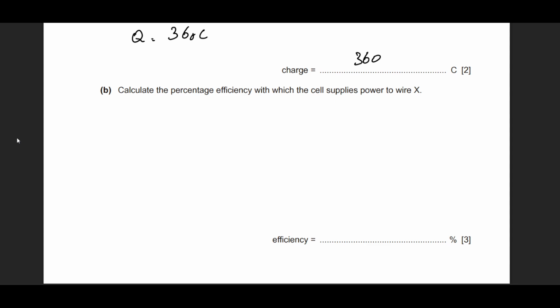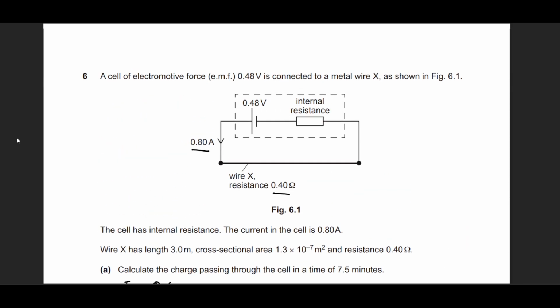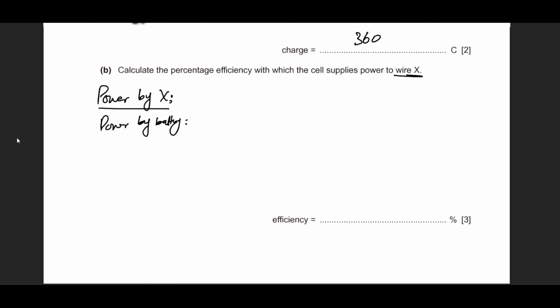Calculate the efficiency of the battery, what it provides to the wire X. So first we need to find out the power consumed by X, and then we need to find the power delivered by the battery to everyone. You see, the battery is also powering the internal resistance, it's also powering the external resistive wire. So when we find both of them, we just simply have to divide them to find the efficiency. What the battery could have done when there was no internal resistance, for example, and what the battery has actually done for the external resistor when it is present.